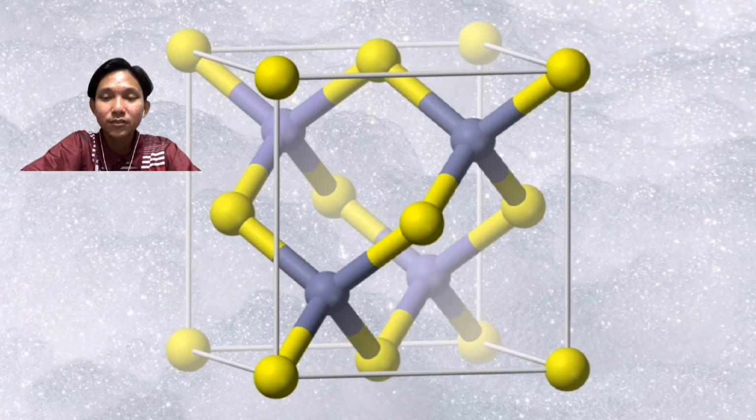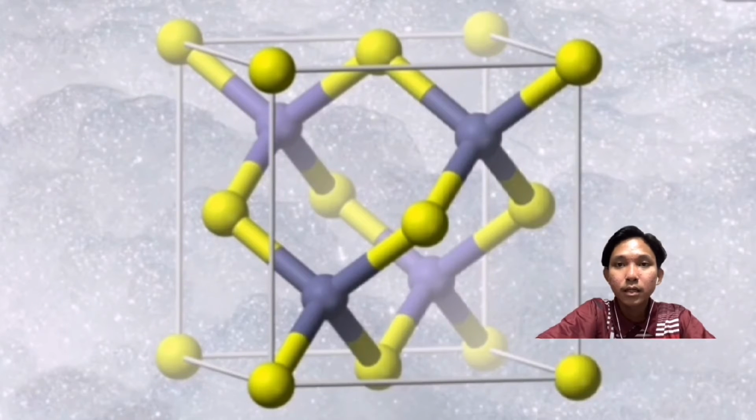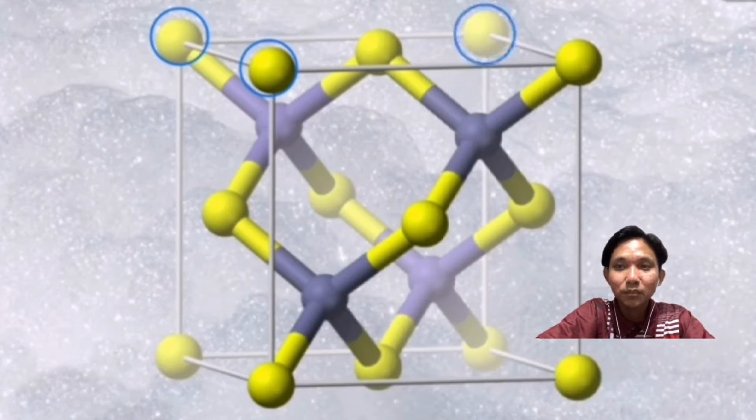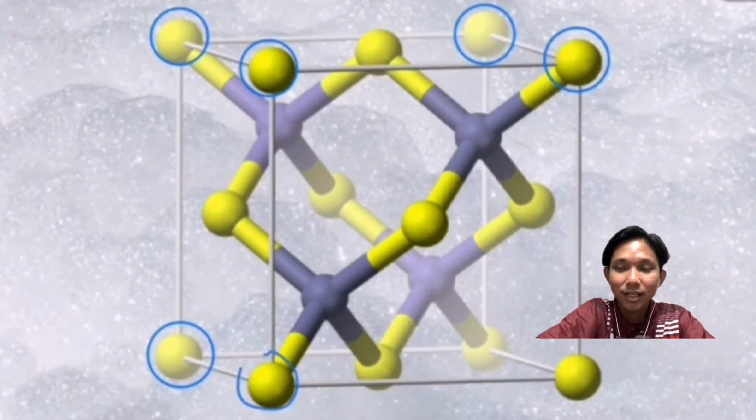As mentioned earlier, sphalerite contains 2 atoms, which are zinc and sulfur. So firstly, I will show you the location of the anions, which is sulfur. Basically, these sulfur are located at the face and the corner of this cubic close pack. As you can see here, there are 8 lattice points located at the corner. So here is 1, 2, 3, 4, 5, 6, 7, and 8.